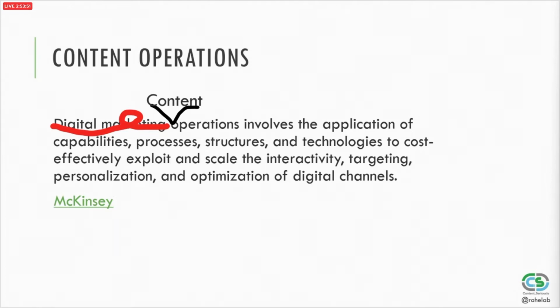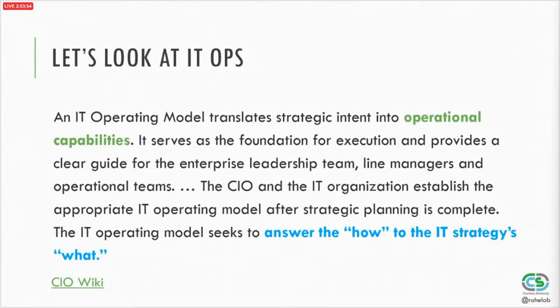So we're going to go on and we're going to look at another operating model, and this is IT ops. So when you look at IT ops, they talk about operational capabilities, taking that strategic intent and converting it into operational capabilities. So that's saying, here we have the strategy. The strategy is we want to get to this place. Then how do we get there? And so it's the answer to the how to the strategy of the what. And that really says it all even for content operations. If we have a content strategy that says what we're supposed to be doing, then the operational model has to say how we do it.